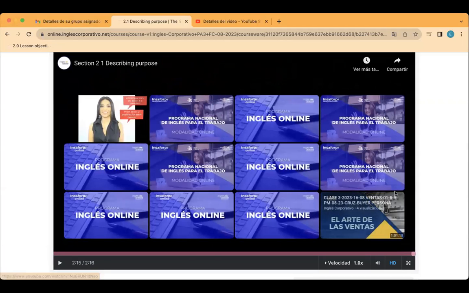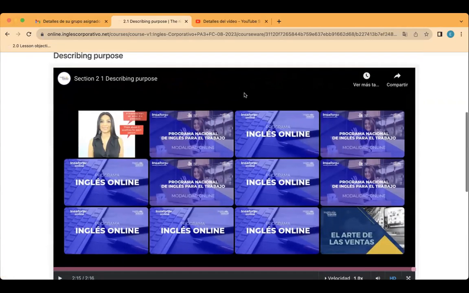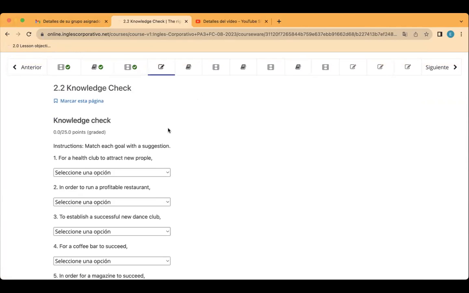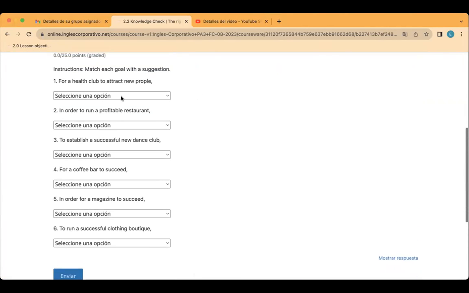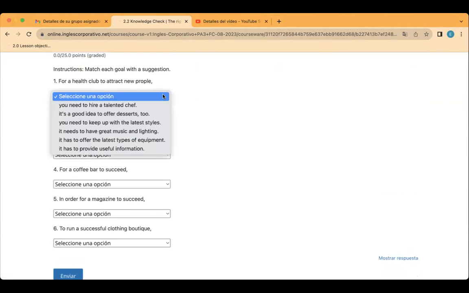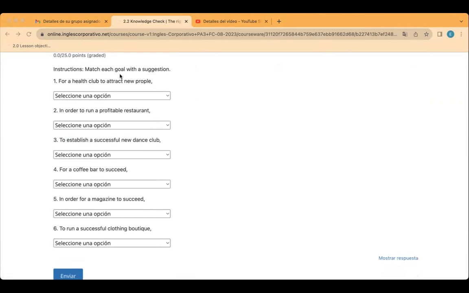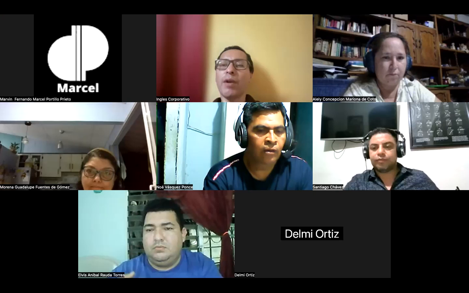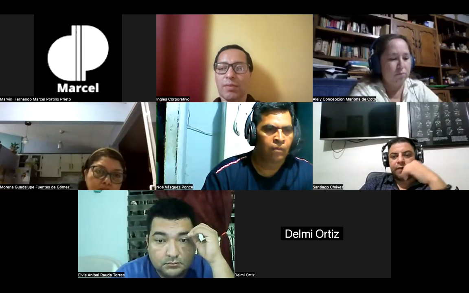Okay, so remember, we are talking about describing the reason for something, why it exists, why it functions. With our partners, we're going to try a super easy way. We have 6 different businesses or different establishments, and we only need to put the complement. How would we add the complement, right? So for a health club to attract people, what do you need? And that's it. We're going to have just a few moments with our partners to match those sentences.